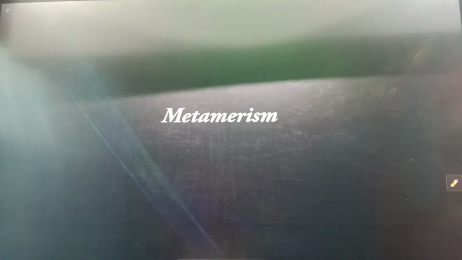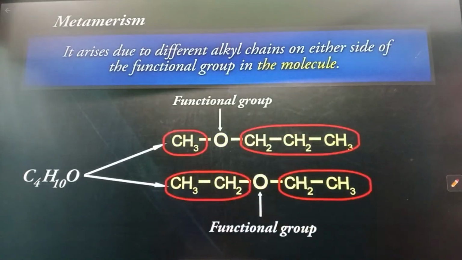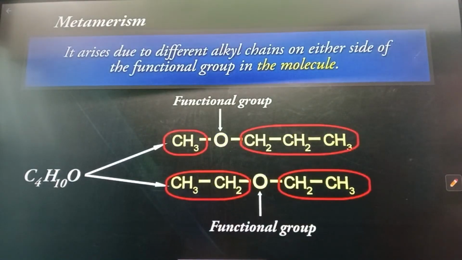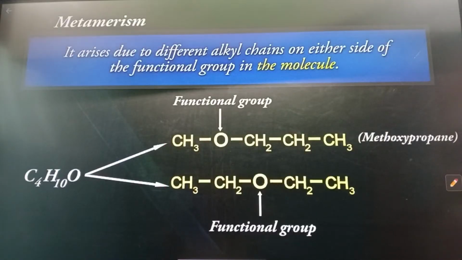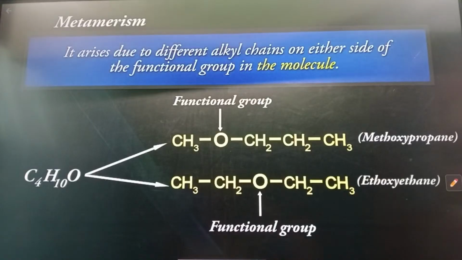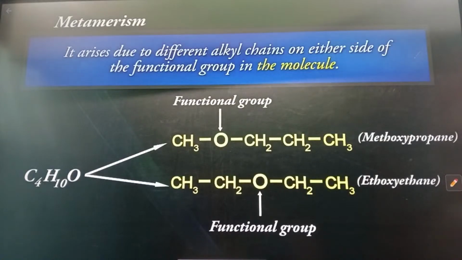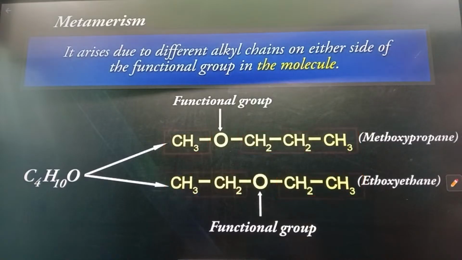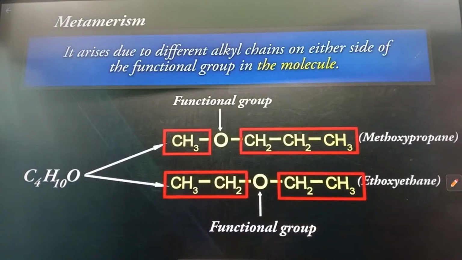Now let us learn about metamerism. Metamerism arises due to different alkyl chains on either side of the functional group in the molecule. For example, C4H10O represents methoxypropane, CH3OC3H7, and ethoxyethane, C2H5OC2H5. As you can see here, the two different compounds differ by different alkyl groups around the central functional group.